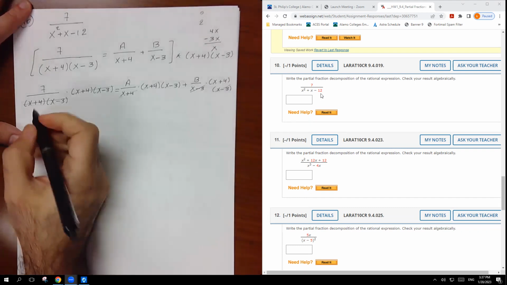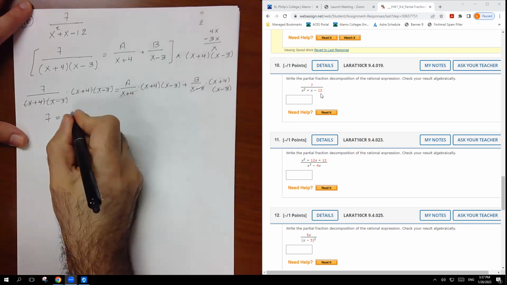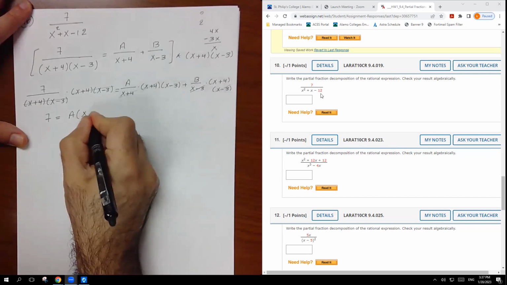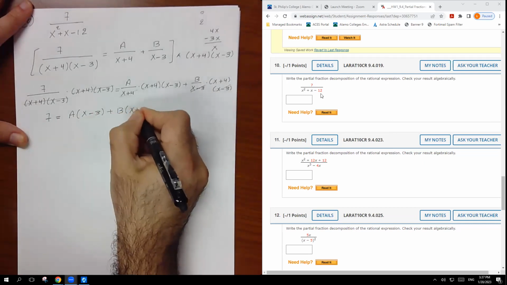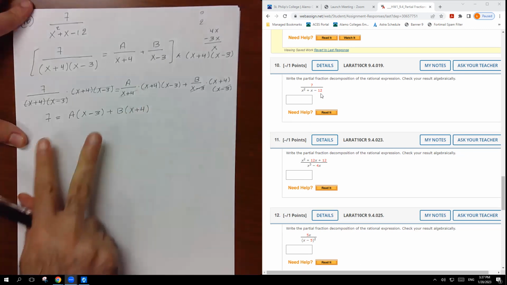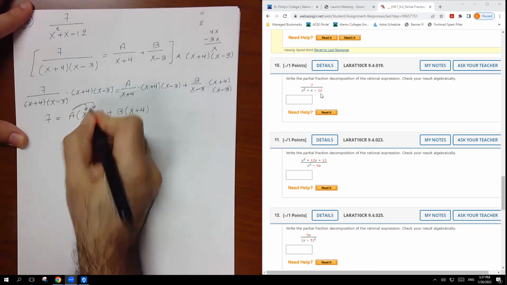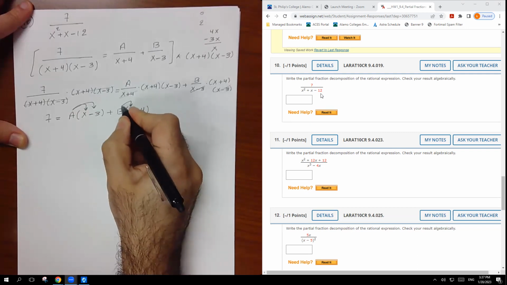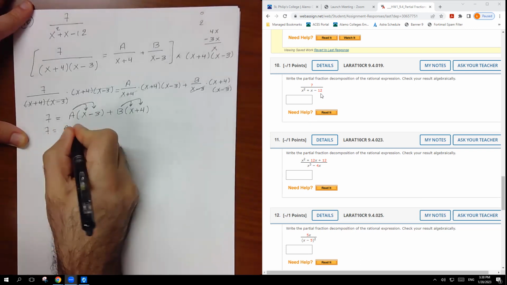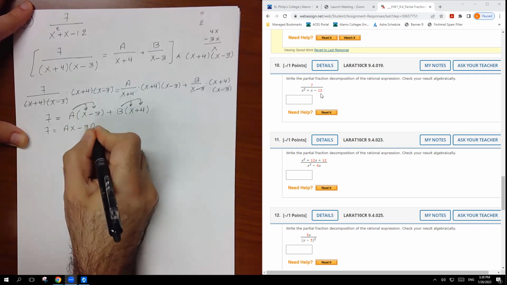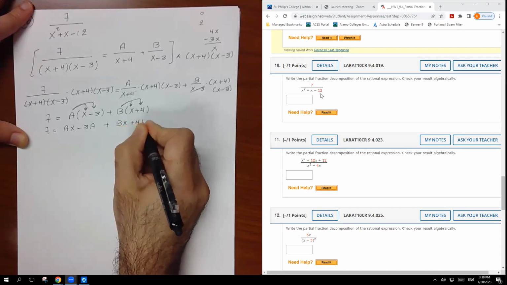So let's write down the left side, which is 7 equal. From the right side, we have a times the parentheses x minus 3, plus b times the parentheses x plus 4. Now, next step, we're going to distribute here, and we're going to distribute here. a times x and a times negative 3, b times x and b times 4. So 7 is going to be equal to ax minus 3a plus bx plus 4b.